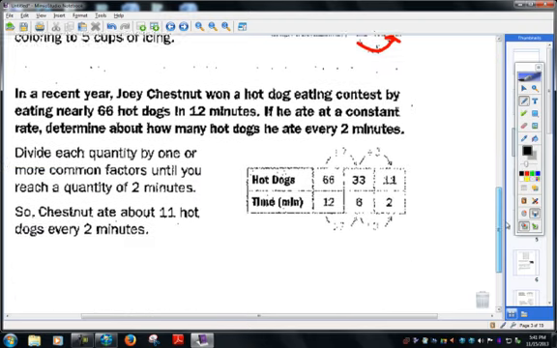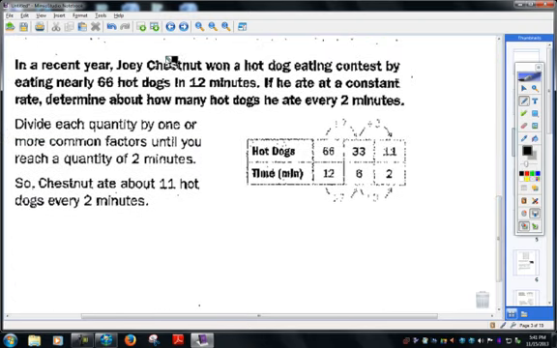Okay? In a recent year, Joey Chestnut, if you don't know who Joey Chestnut is, Google him. He's insane. He's a professional eater, and he eats like 100,000 hot dogs all in 2 minutes. It's crazy. So anyway, Google him if you don't know who he is because it's crazy the stuff he does. It's pretty disgusting to be honest, but good for him.